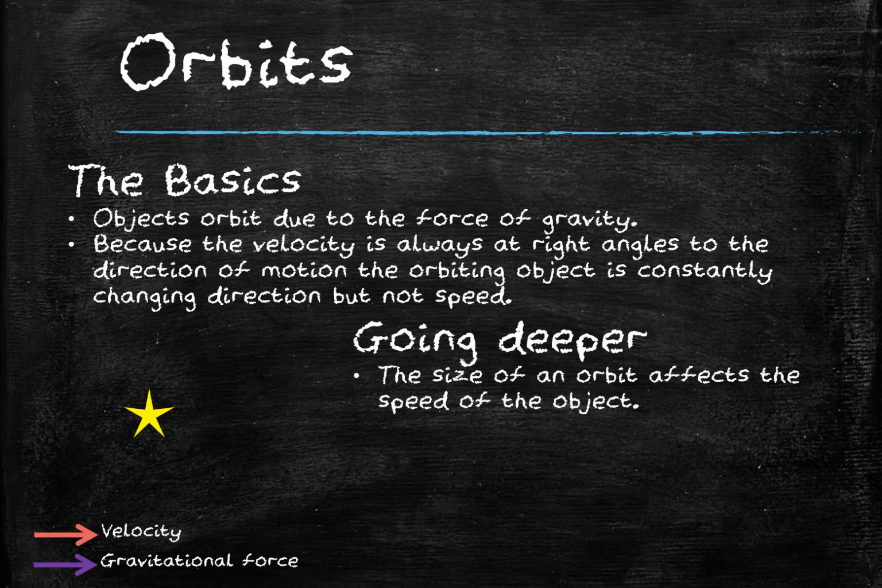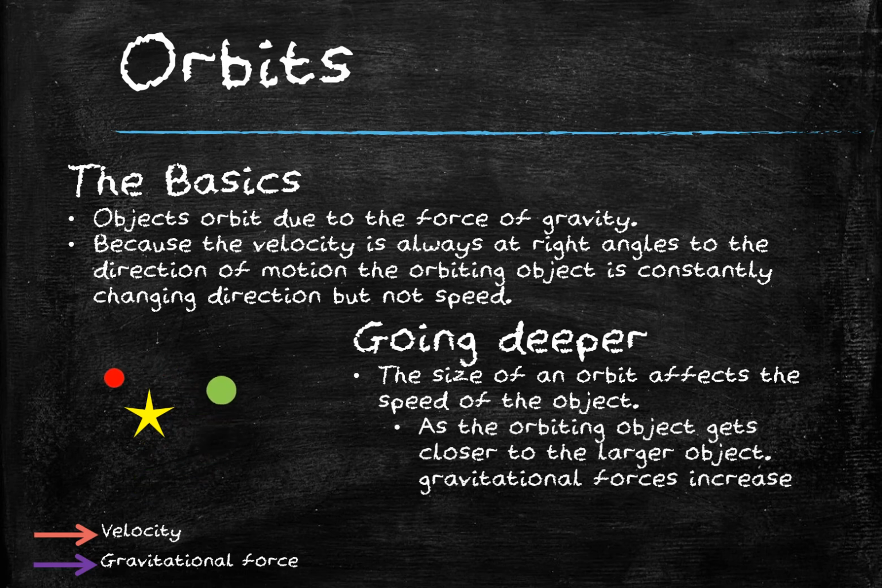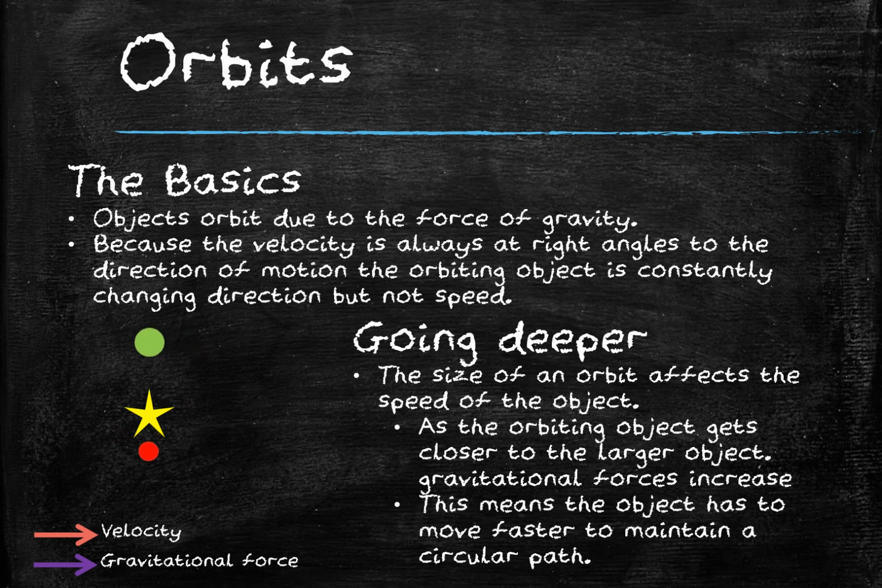However, one thing you do need to appreciate, particularly at the higher tier, is how the distance from the star will affect the speed of the orbit. By size of orbit in this context, I mean the radius of the orbit from the center of the star. The closer the object is to the star, represented here with a red dot, the faster the object has to move in order to maintain a circular orbit. The further away, represented by the green dot in this diagram, the slower the orbit can be.